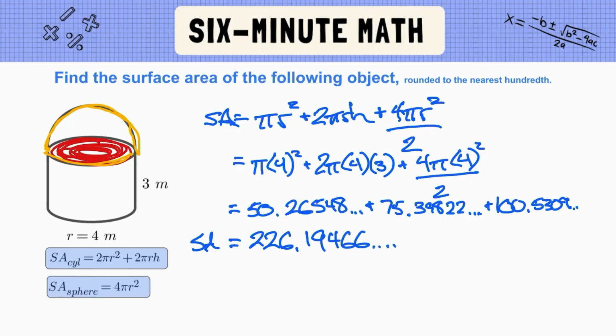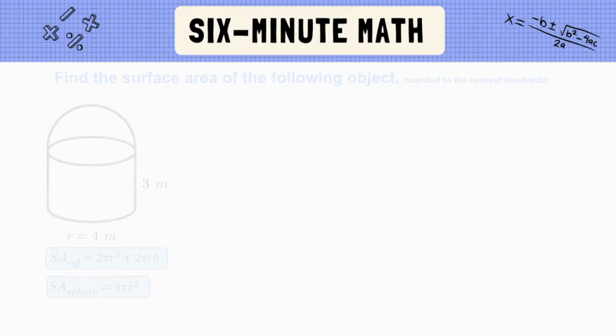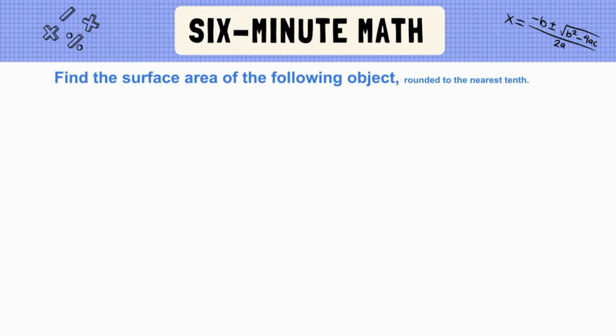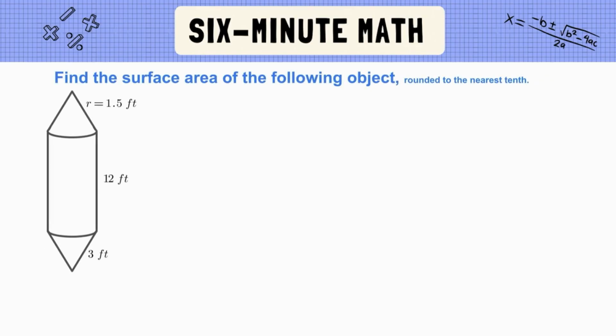And I add all of those up for a final surface area of 226.19466. Let's round that to the nearest hundredth. So my final surface area is 226.19 meters squared. Let's check out the next example.